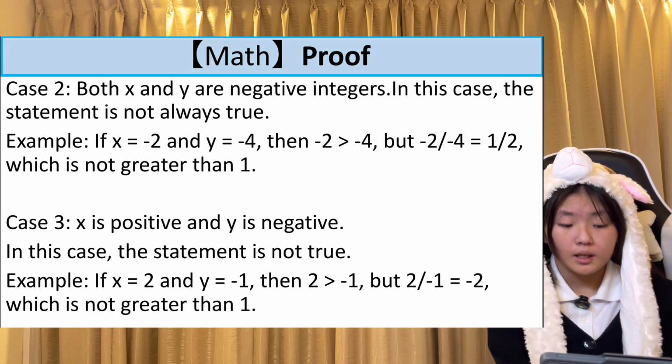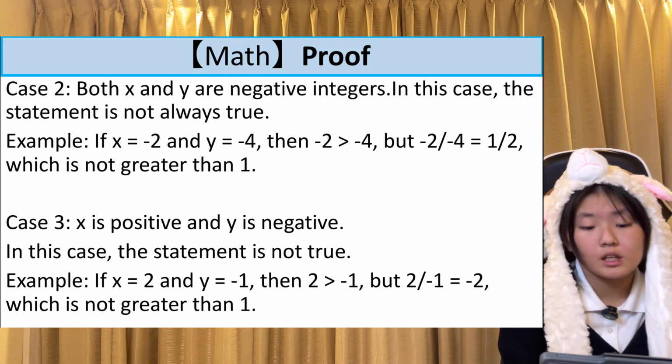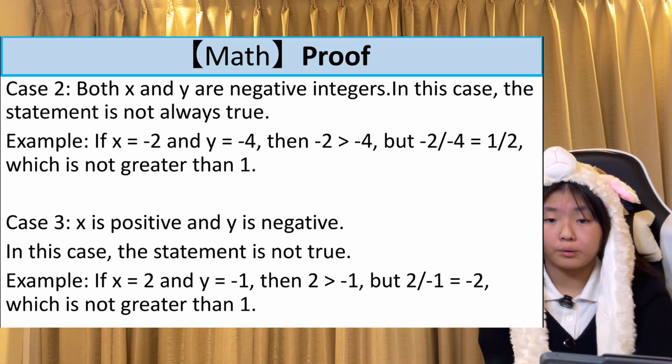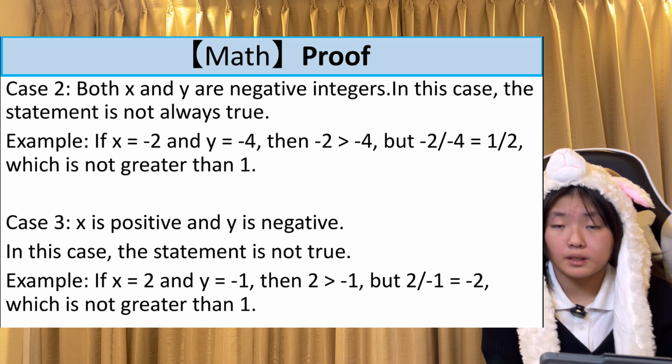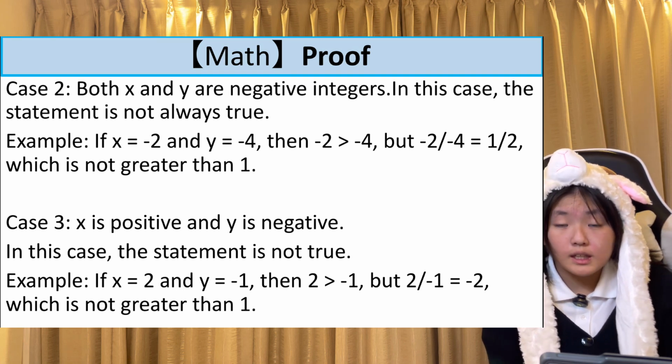In case 3, x is positive and y is negative. In this case, the statement is not always true. For example, if x equaled 2 and y equaled minus 1, then 2 is bigger than minus 1, but 2 over minus 1 is minus 2, which isn't greater than 1.